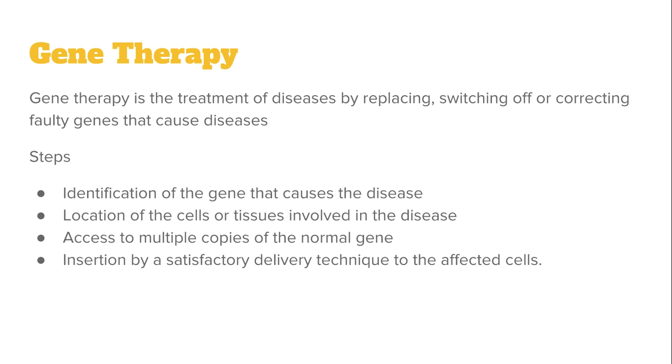So gene therapy is the treatment of diseases by replacing, switching off or correcting faulty genes that cause diseases. So it takes 4 steps. First, the gene that causes the disease needs to be identified, and then they need to locate the cells or tissues involved in the disease. There needs to be access to multiple copies of the normal gene, and then this normal gene needs to be inserted by a delivery technique to the affected cells.